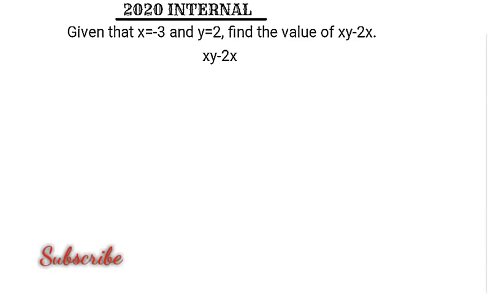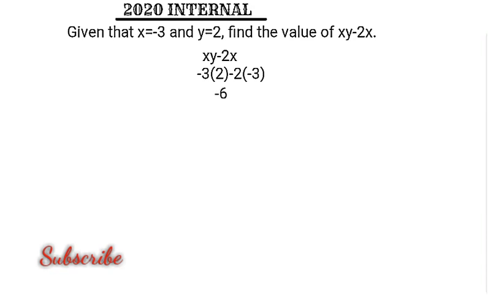Now we're going to replace the values of these variables. The value of x is negative 3 and the value of y is 2, which gives negative 3 multiplied by 2, then minus 2, then the value of x is negative 3. Then we work out those expressions. We start with the ones in brackets. Negative 3 multiplied by 2 gives us negative 6.